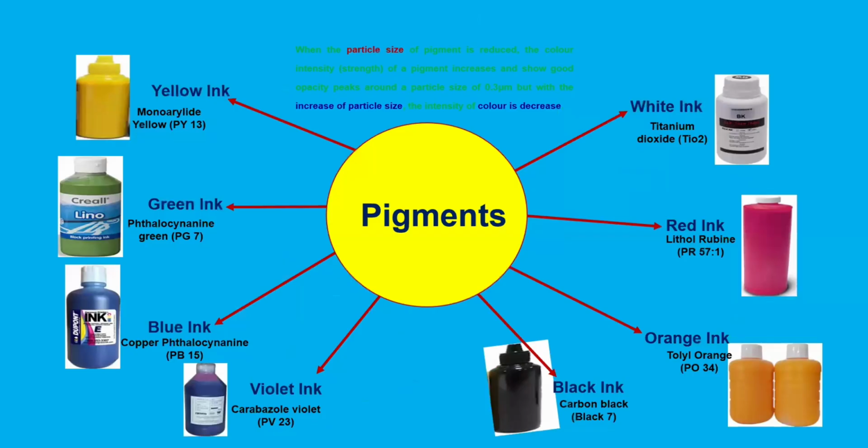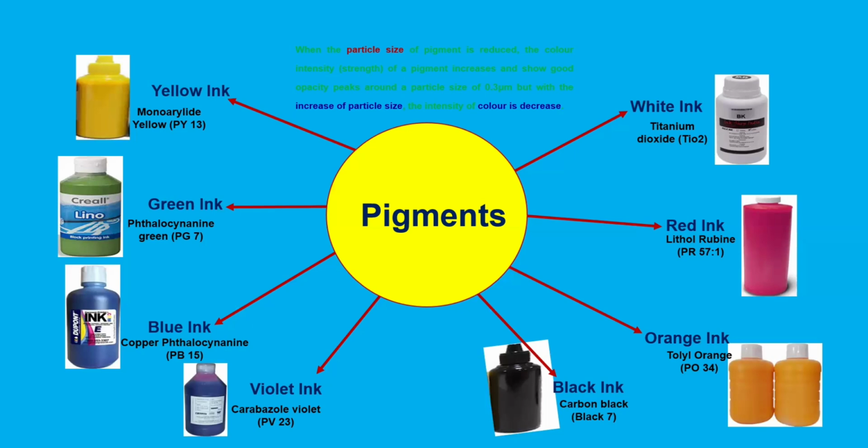Then another step, pigments. What type of pigments are we using inside the inks? Remember, all pigments exist in powder form and have a specific particle size. During ink manufacturing, if we reduce the particle size, the color strength of the pigment is going to increase.